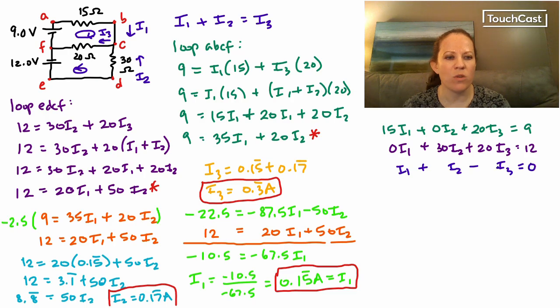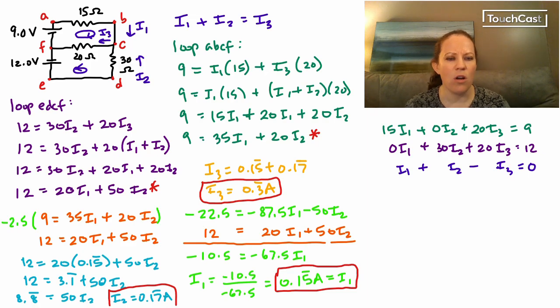So when I go to enter these coefficients into my matrices, it's very important that the top left entry in the matrix cannot be 0. So I could not use my loop EDCF equation as the first equation that I put in. I could use the junction rule equation, or I could use my loop ABCF equation, because that one doesn't have 0 for current I1.